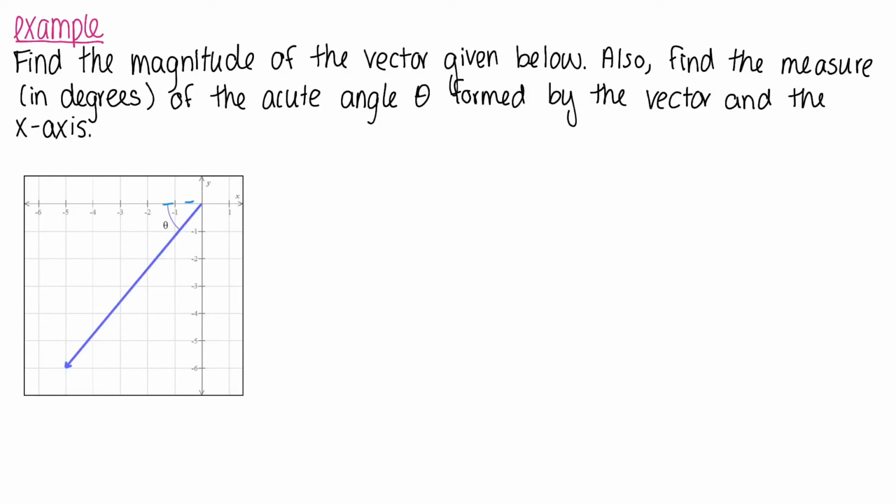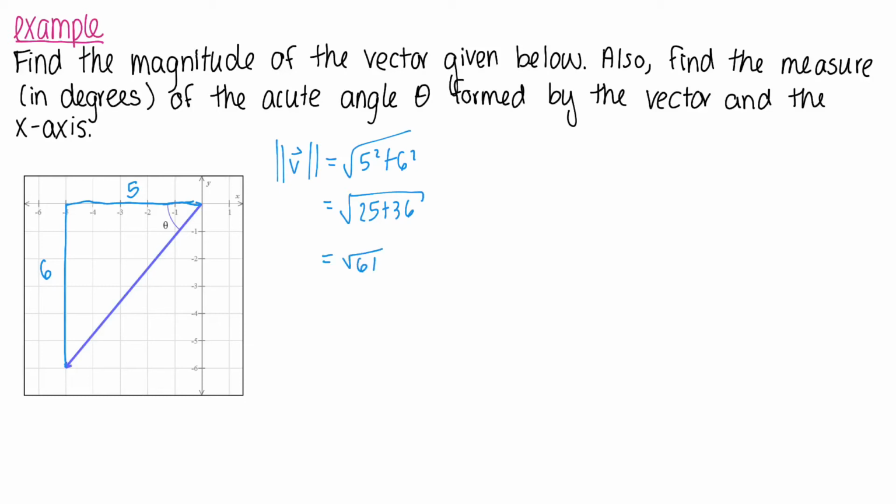So this distance right here is 5. This distance right here is 6. So we have that the magnitude of this vector is equal to the square root of 5 squared plus 6 squared. So that's 25 plus 36. Adding those together, you're going to get the square root of 61. And I don't believe, nope, that does not simplify at all. So there's our magnitude. That's a V, even though it looks like an R, it's a V.